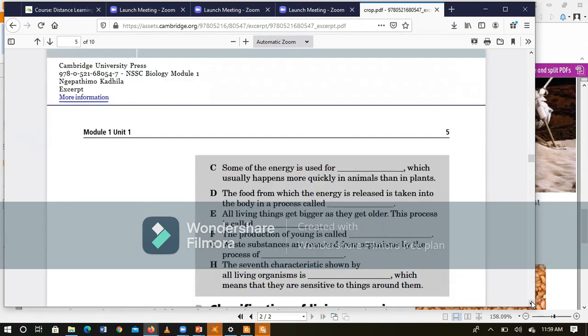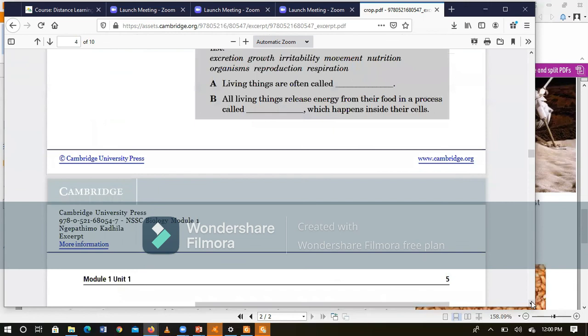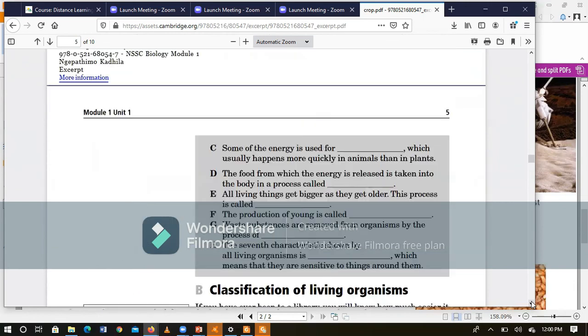Now we are at part D. You can just do part D, and then Rowan will do the rest. D. The food from which the energy is released is taken into the body in a process called nutrition. Yes, it's nutrition. Thank you for that one. Very good.